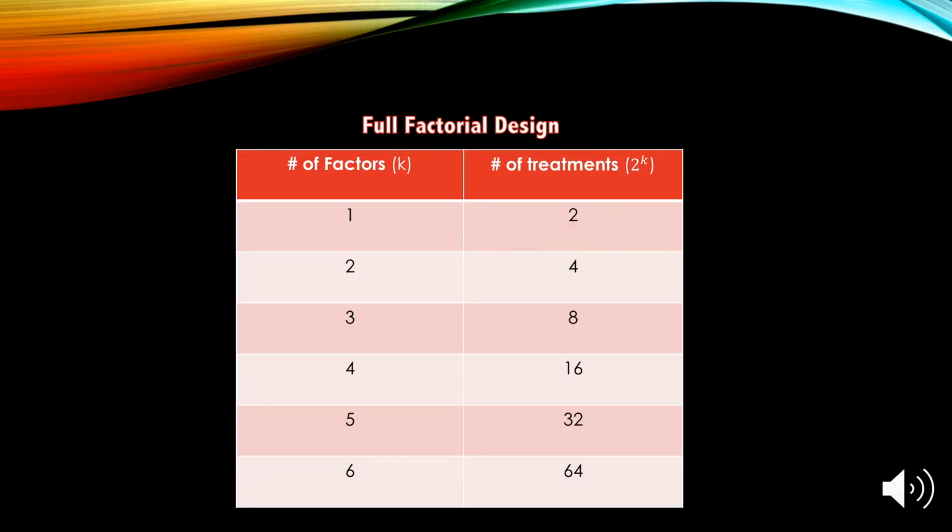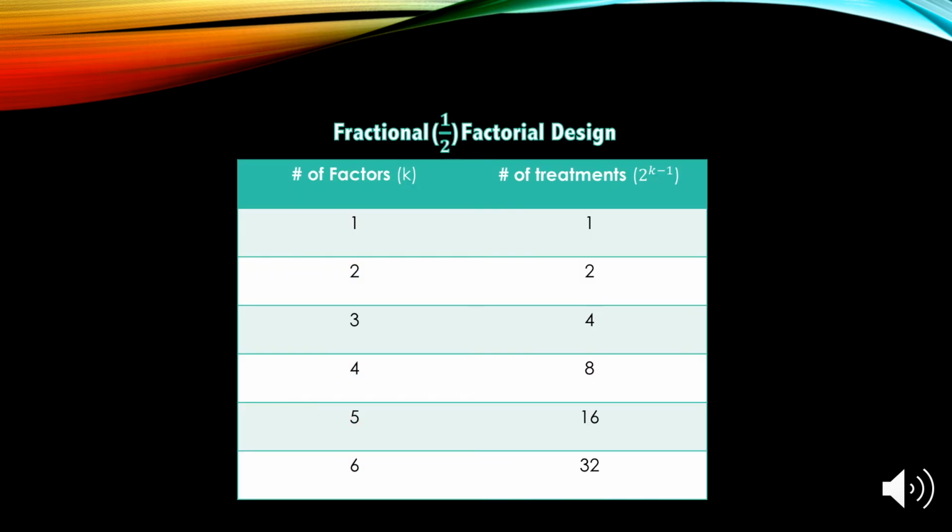Okay, so here is a full factorial design, and in this, the number of factors equals k, and the number of treatments equals 2^k. As we can see, this 2^k would increase the number of treatments very rapidly as your number of factors increases. Here we have the fractional factorial design where the number of factors is still k, however, the number of treatments is going to be 2^(k-1) instead of 2^k.